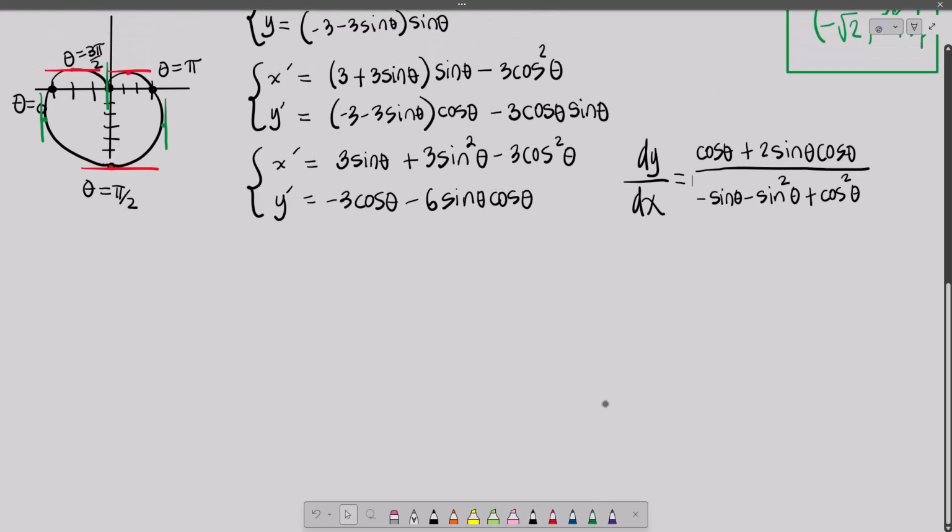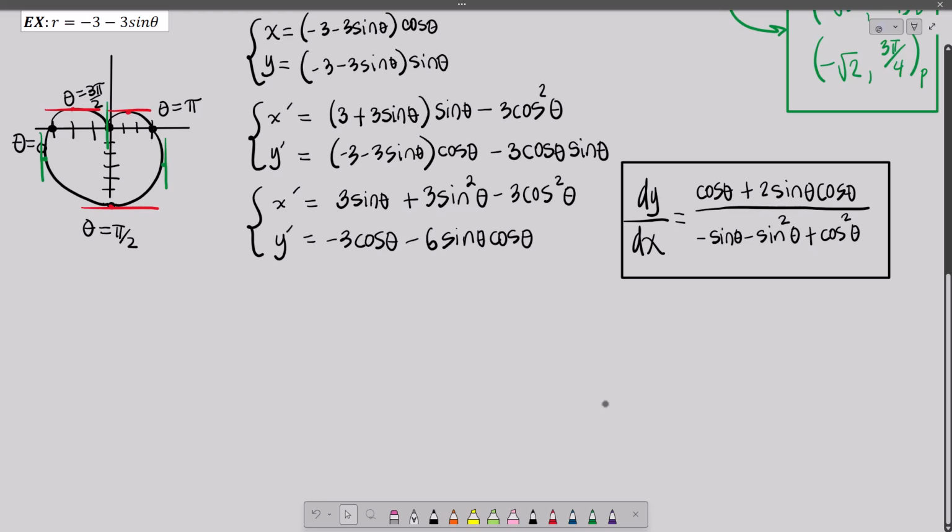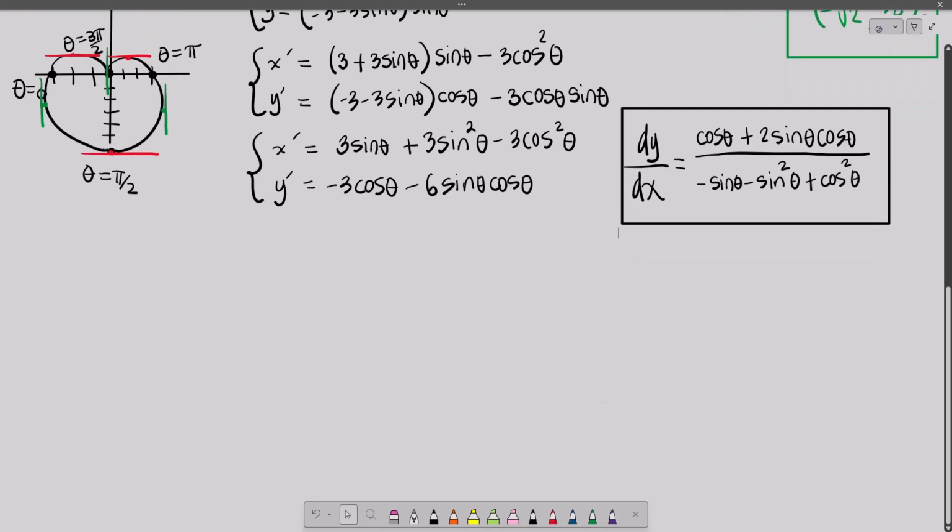All right, so there is our dy dx right there. There's the slope of the tangent. Now we need to set the top and the bottom each equal to 0. When the top is 0, we're finding horizontal tangents. When the bottom is 0, we're finding vertical tangents. So let's go with the numerator first. The numerator gives potential vertical tangents, and I say potential because you could have an indeterminate form.